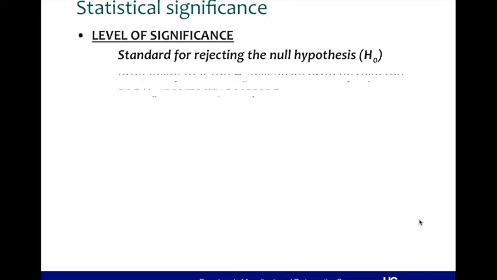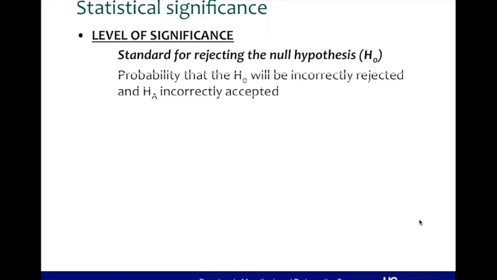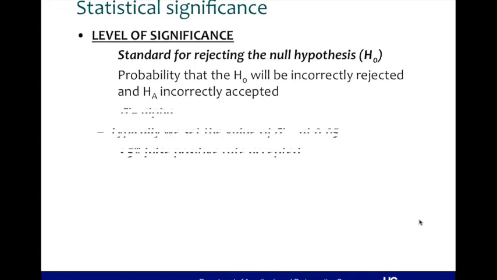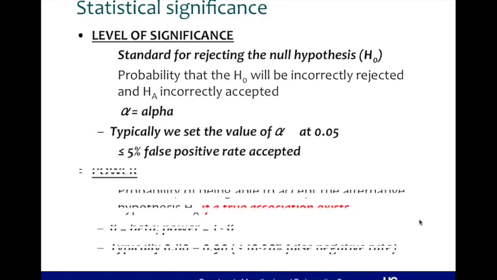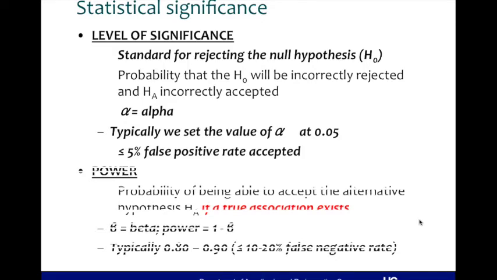The level of significance for rejecting the null hypothesis is the probability that the null hypothesis will be incorrectly rejected and that the alternative hypothesis will be incorrectly accepted. And we set this with a value known as alpha. We usually set this alpha conventionally to be 0.05, meaning we accept a 5% or less false positive rate. This is, of course, an arbitrary number, and alpha can be set lower if we wish, or higher.